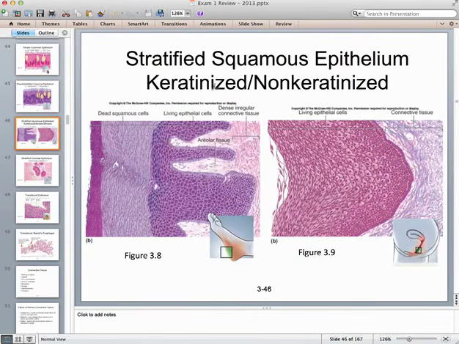We talked about keratinized versus non-keratinized stratified squamous. In chapter 5 in the integument, I'll go into more detail about the connective tissue in here. Just for now, if you're in chapter 3, make sure that you understand the difference between the two and also examples of where you would find keratinized versus non-keratinized.